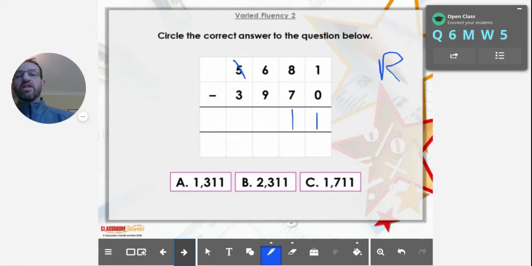That 5 is now going to become 4 because I'm going to take 1,000 and put it over here. So now I'm taking 9 away from 16, 7, and 4 away from 3 is 3 taken away from 4 is 1. 1711, that's my answer. You've got to work it out, don't guess.